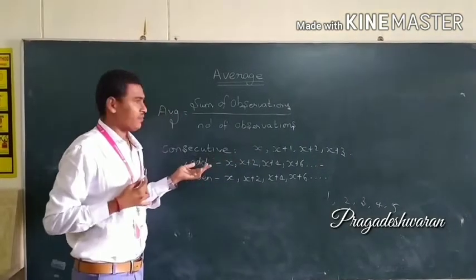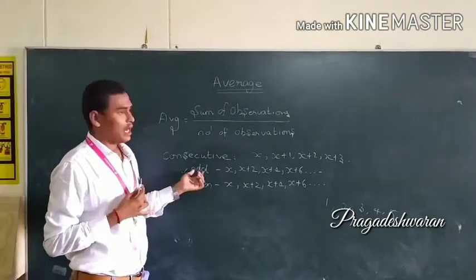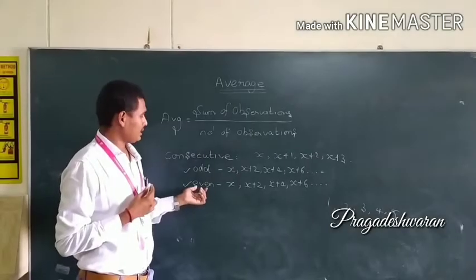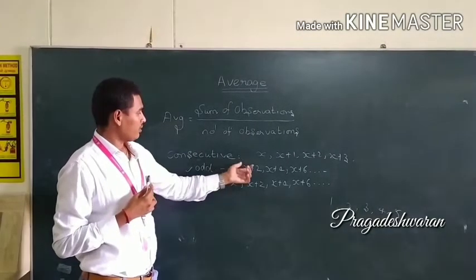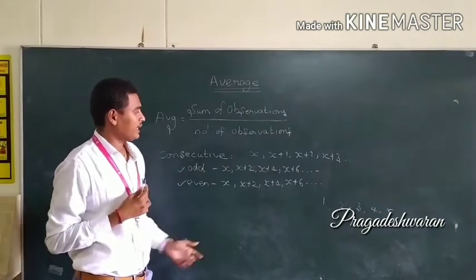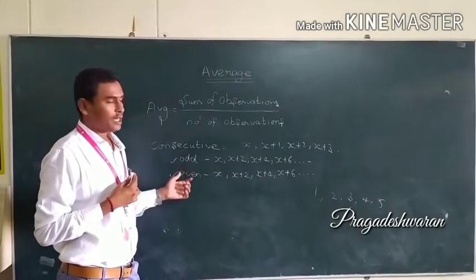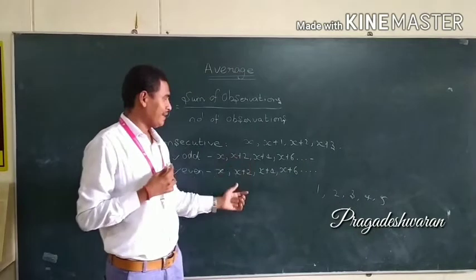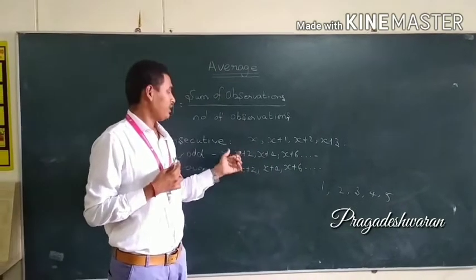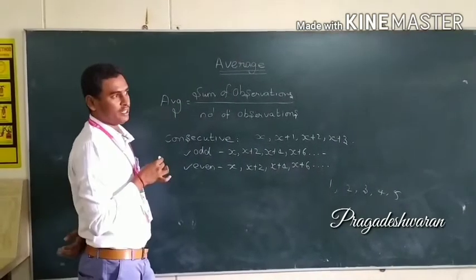There are 2 types of consecutive numbers. One is odd consecutive and the other one is even consecutive. So in the general case, both the odd and even consecutives have the same set of values. But if you are substituting values, you can identify the difference.